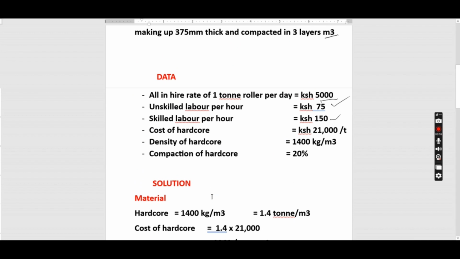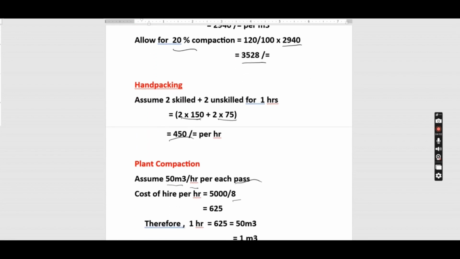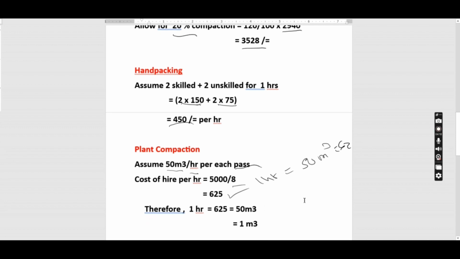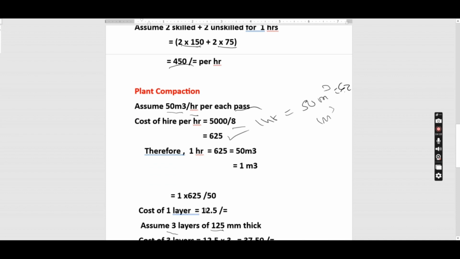So we are going to assume it's going to work for 8 hours. So cost per hour is going to be 5,000 divided by 8, that is 625. Now this plant is going to work for 1 hour, is going to take 50 meter cubic at a cost of 625. So we should note that one. So let's find the cost of 1 meter cubic. So that will be 1 times 625 divided by 50, giving us 12.50.